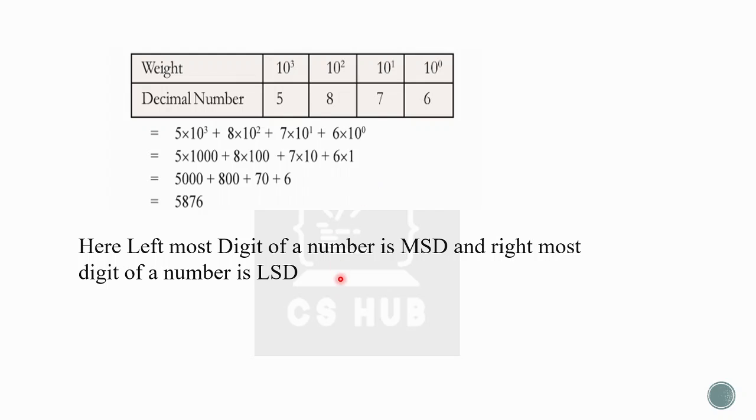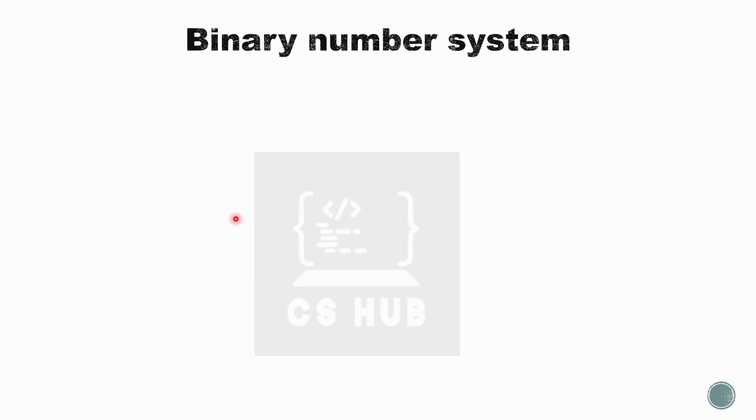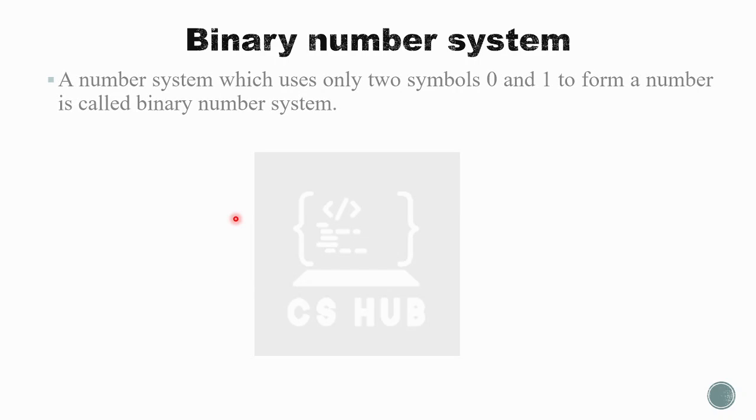One more thing to note is that here the leftmost digit is 5, right? Leftmost digit is the MSD. MSD means it is the most significant digit, because in this 5876, this 5 has a value of 5000, 8 has a value of 800, 7 has a value of 70, 6 has the value of 6 itself. So 5 is the most significant digit and 6 is the least significant digit, which means the rightmost symbol is the least significant digit.